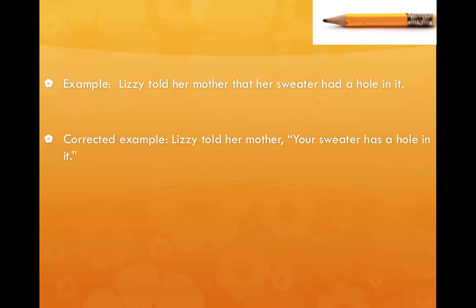Lizzie told her mother that her sweater had a hole in it. So here, we don't know who the "her" refers to. It could be that Lizzie told her mother that Lizzie's sweater had a hole in it, or it could be Lizzie told her mother that her mother's sweater had a hole in it. So we could correct it to be: Lizzie told her mother, "Your sweater has a hole in it." So now we know that the mother's sweater is the one that has the hole. So you want to make sure that it's clear what your pronoun is referring to.